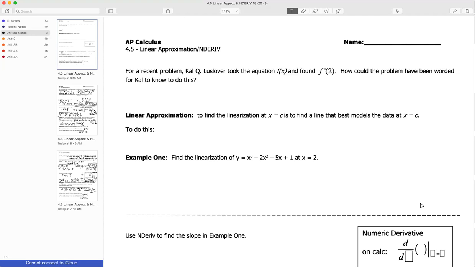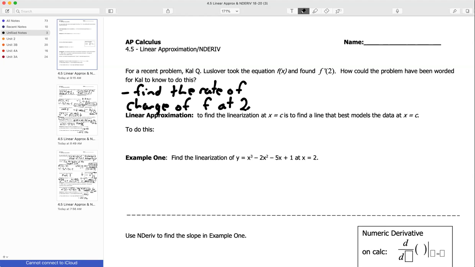For a recent problem, Cal Q was lower, took the equation f of x and found f prime of 2. How could the problem have been worded for Cal to know to do this? Okay, so if I am taking the derivative, another way to say that would be find the rate of change of f at 2. That's one way to say it. What's another way?